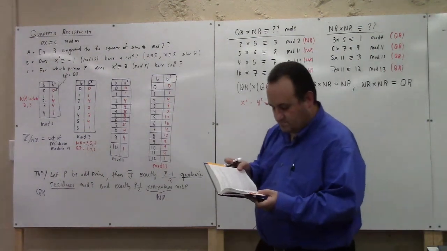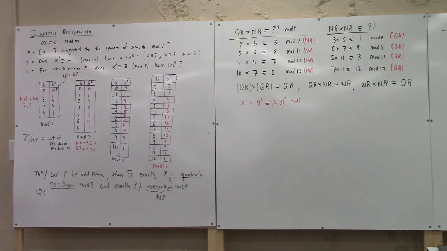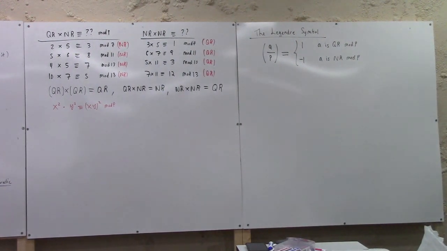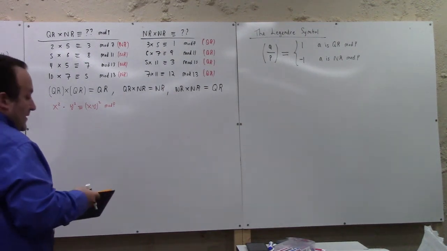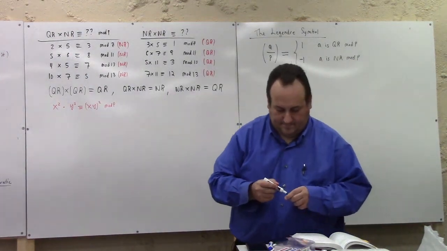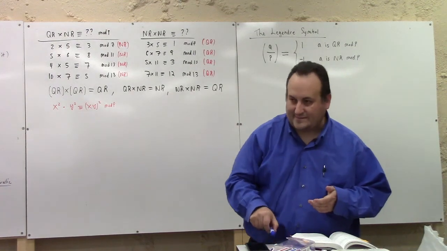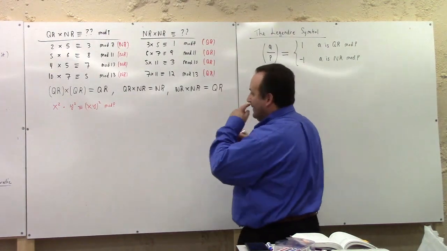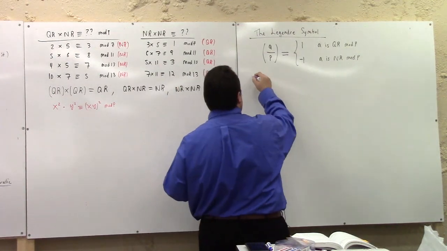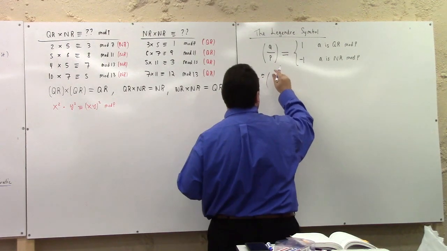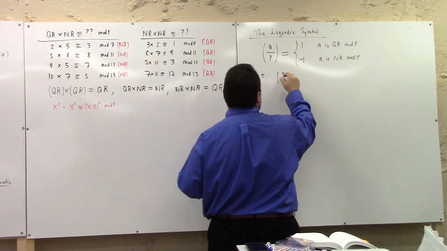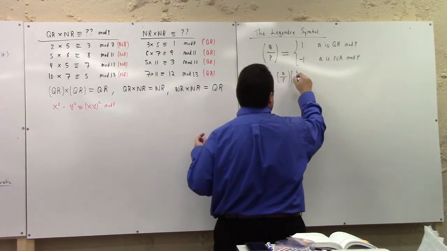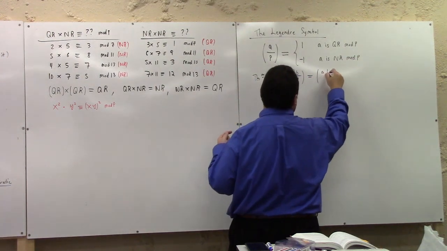This is the symbol that we're going to use to compactly and elegantly describe quadratic reciprocity. And what we have shown thus far, although we haven't proved it, but we've numerically waved our hands at it at least, is a theorem, which is that A over P times B over P is equal to AB over P.